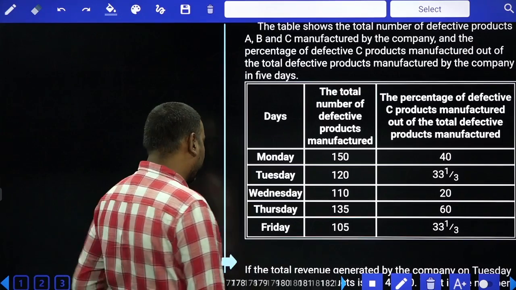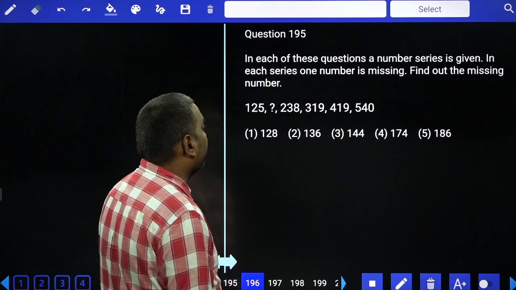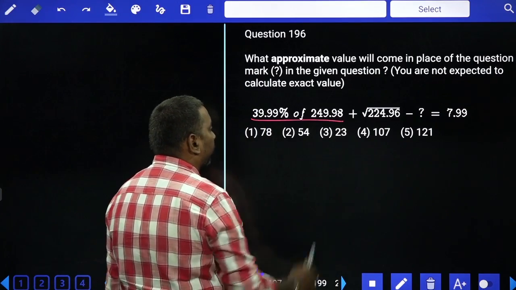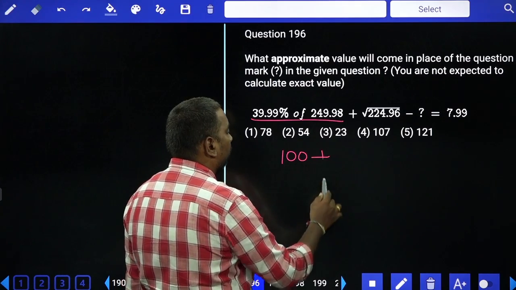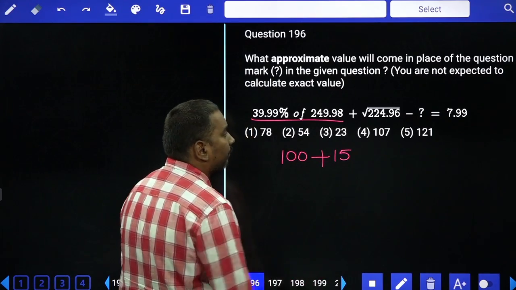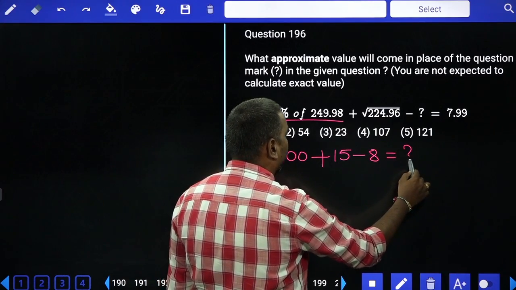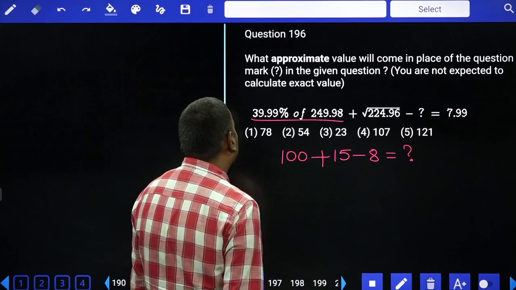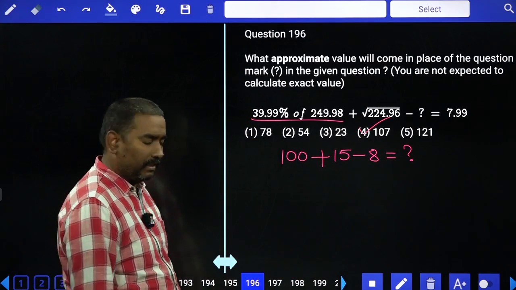So first we start with approximations. Question number 196 onwards. 40% of 250 is 100. Square root of 225 means 15, minus 8, which is equal to how much? 15 minus 8 means 7. 100 plus 7 means 107 is your answer.